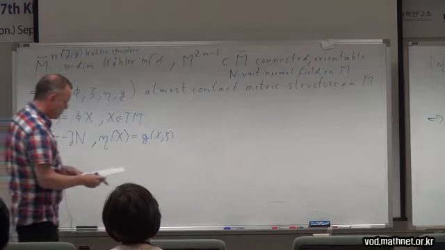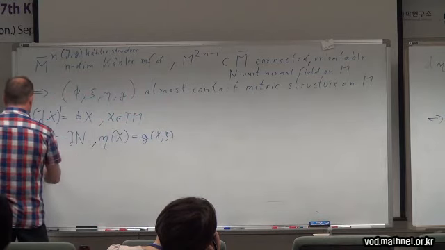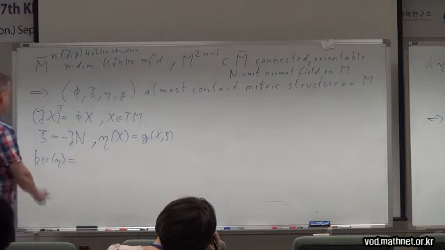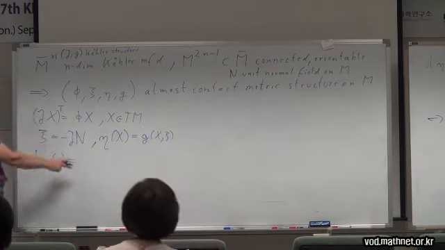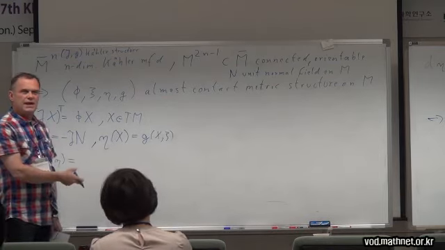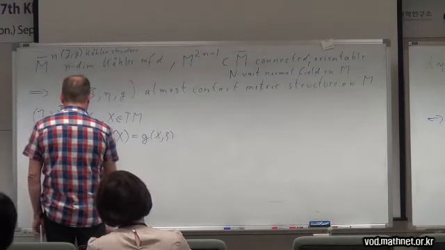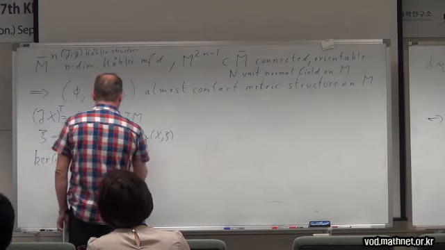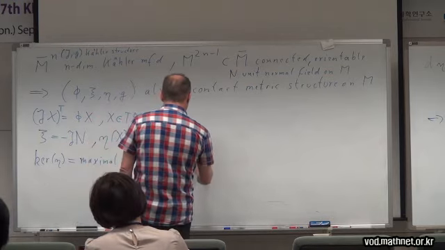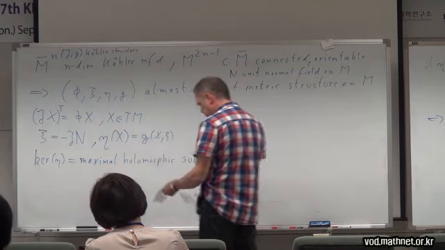So this is the almost contact structure, and then by construction the kernel of eta is just the maximal holomorphic subbundle of the tangent bundle of M, which in case this eta becomes a contact structure will be the contact distribution. So the kernel of eta is the maximal holomorphic subbundle of the tangent bundle.